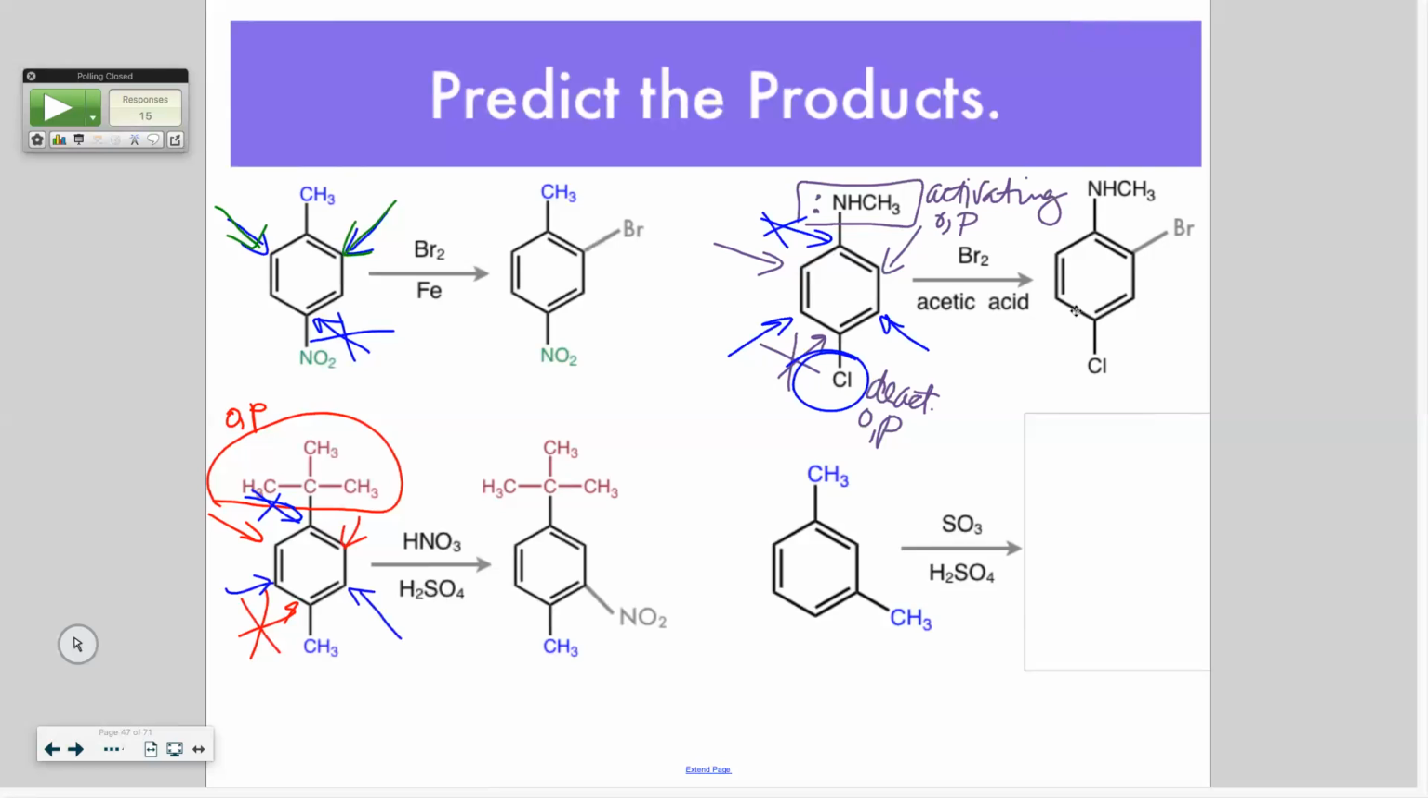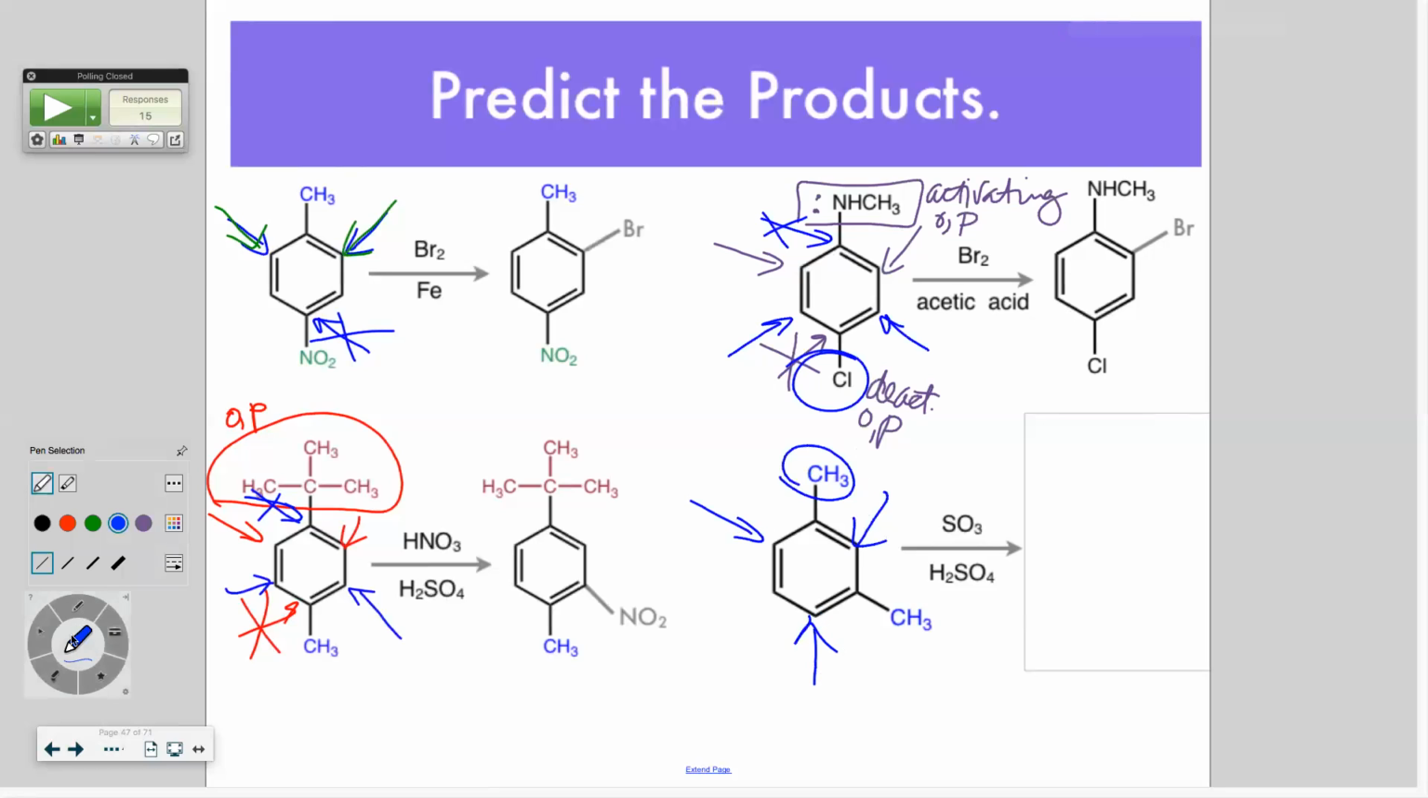All right, now look at the bottom one. I don't know why both my methyls are blue, but they are. I'll make one purple. So this methyl up here is going to direct to what spots? The O's and the P's. Okay, so that's going to be these two and this one. Okay, I'll make this one purple. This one is going to direct to the same three spots. Do you see that? What is the product going to be? Is there any spot up there that you can rule out?